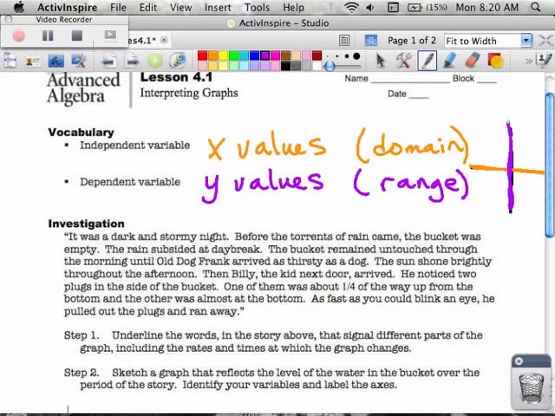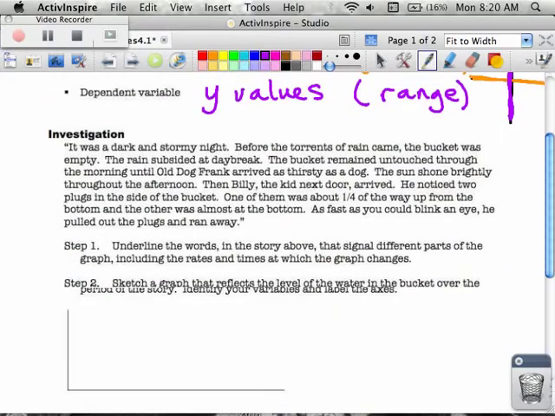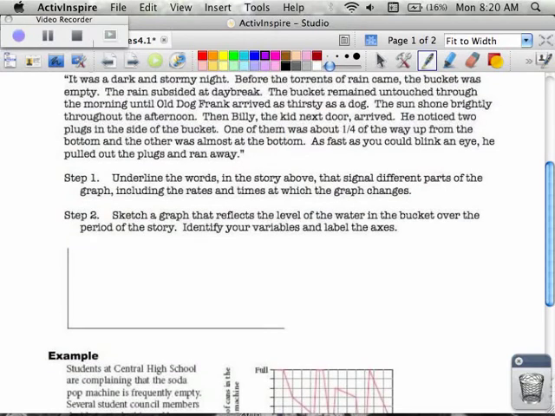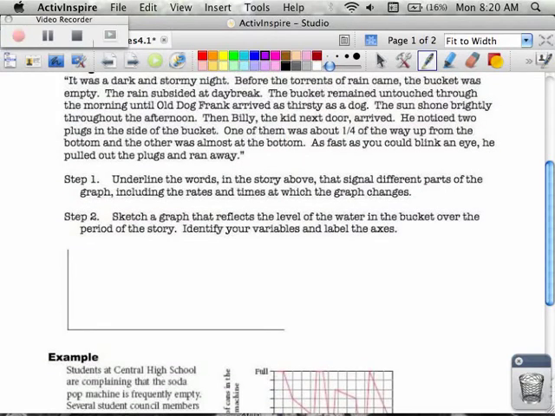So what we want to do is look at the words that are key and different parts of the graph that we're going to be talking about. As we go along, we're going to try making a graph that might make sense. First of all, it says it was dark and stormy and the bucket was empty. Then as I start out, what that means is in the very beginning, my bucket had no water in it.